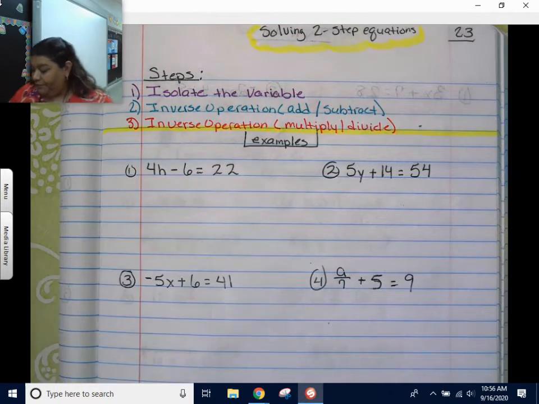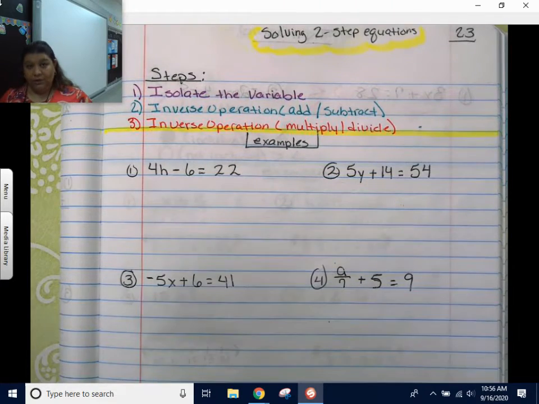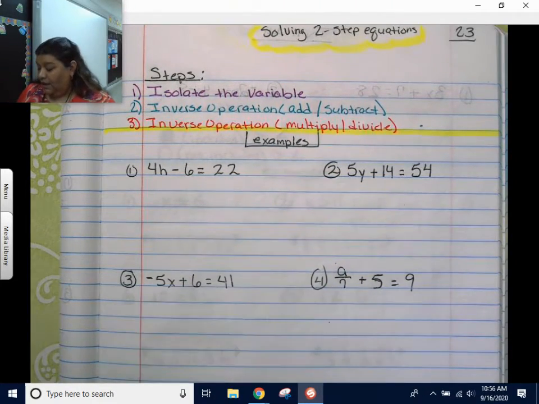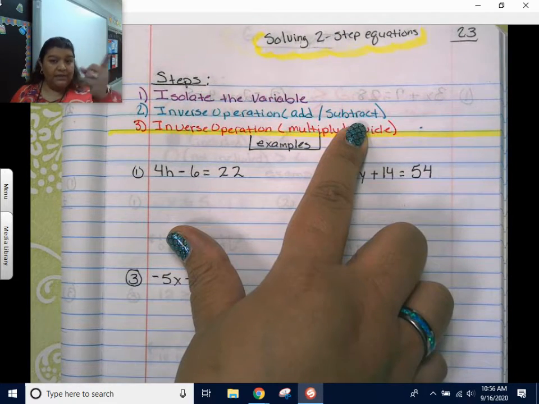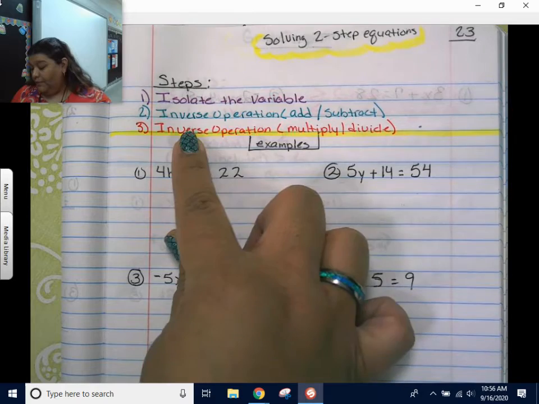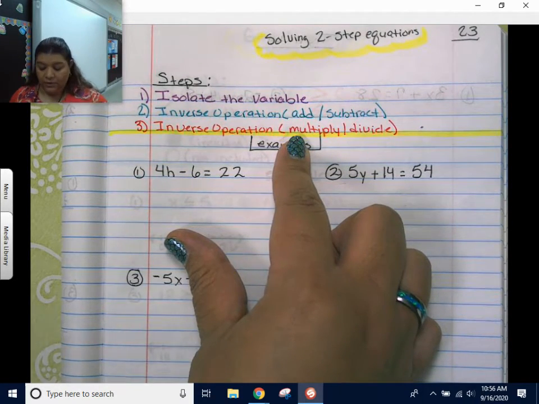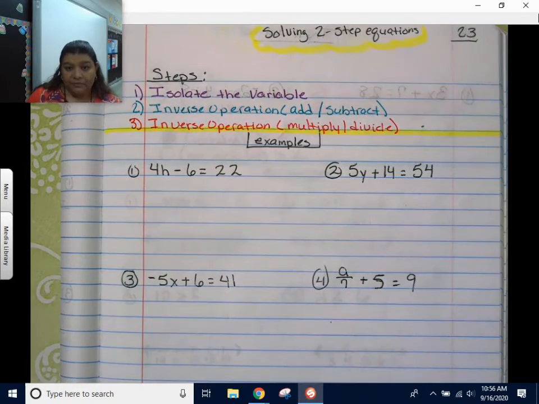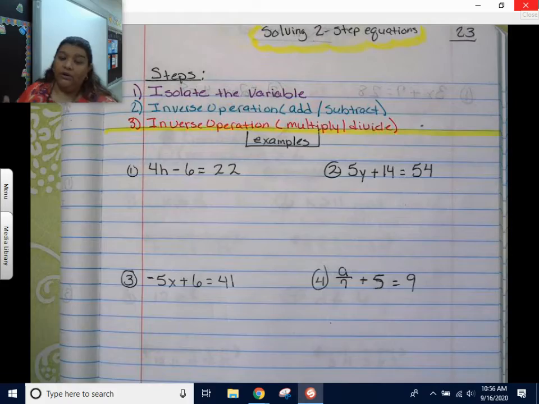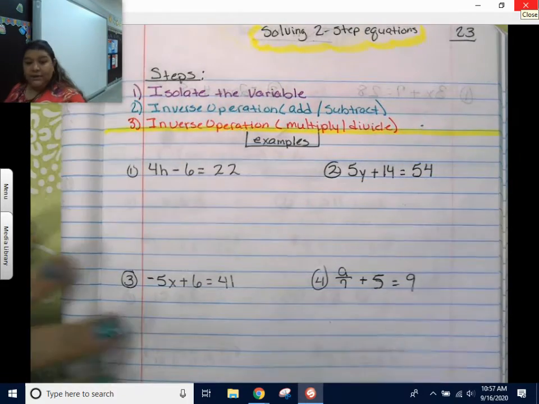So we solve it the same way. Isolate the variable. That's going to show you which side of the equal sign you're going to be working on, okay? Then we do the inverse operation of the adding, subtracting. That goes first, adding, subtracting first. Then we're going to go ahead and get rid of the multiplication and division at the end. So like I said at the beginning, because we are undoing everything, we are doing order of operations backwards as well, okay? So let's get into our examples.